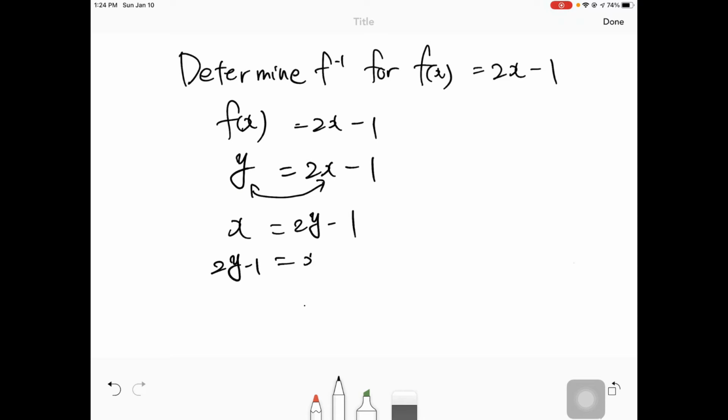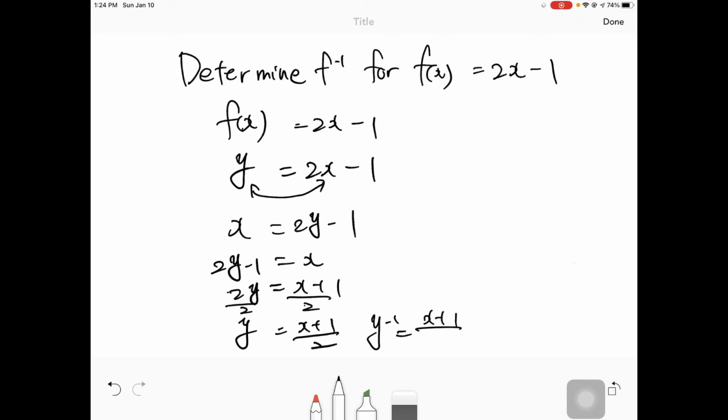2y minus 1 equals x. Then plus 1 for both sides. 2y equals x plus 1. And divide by 2 for both sides. y equals x plus 1 over 2. It's not done yet. What you have to do is replace y with f inverse. So f inverse of x equals x plus 1 over 2. That's it.